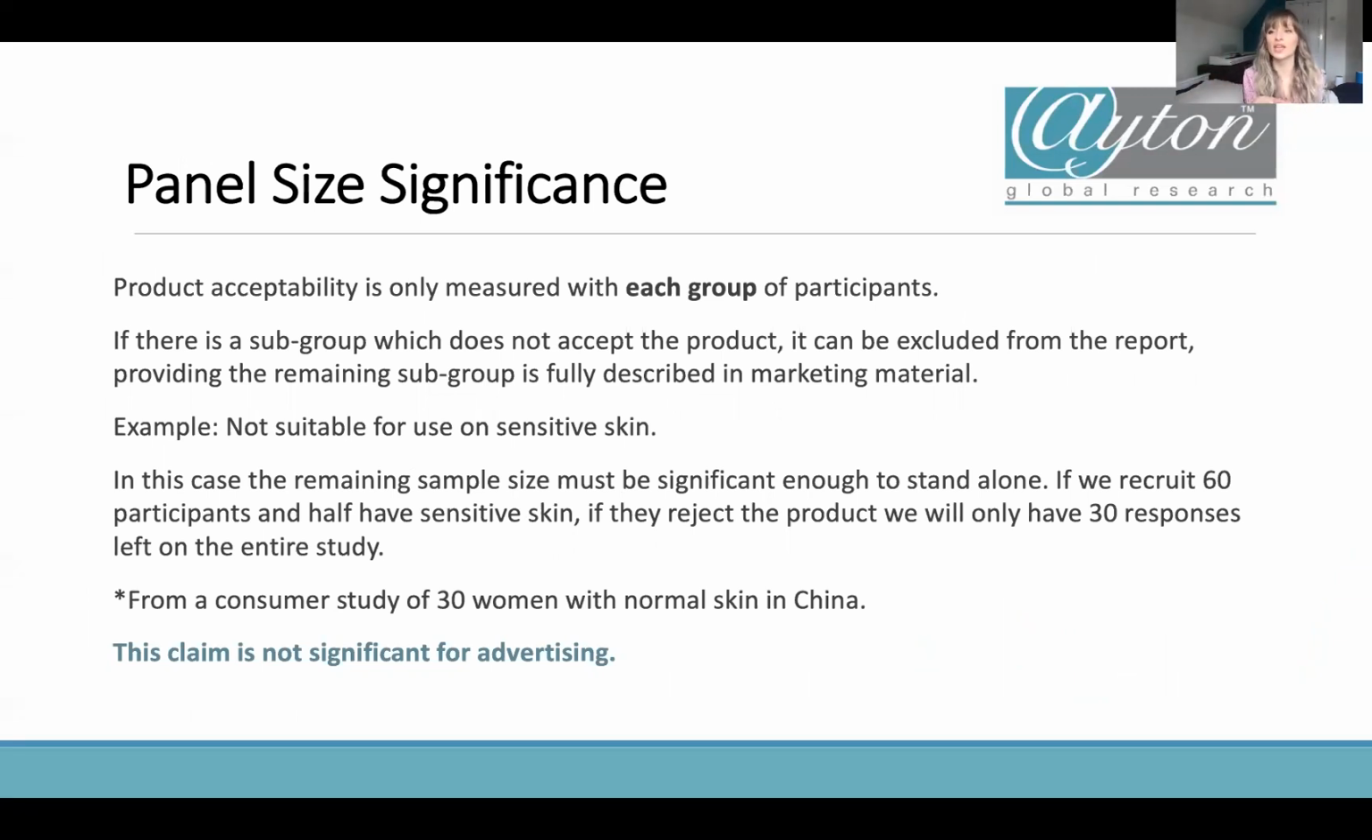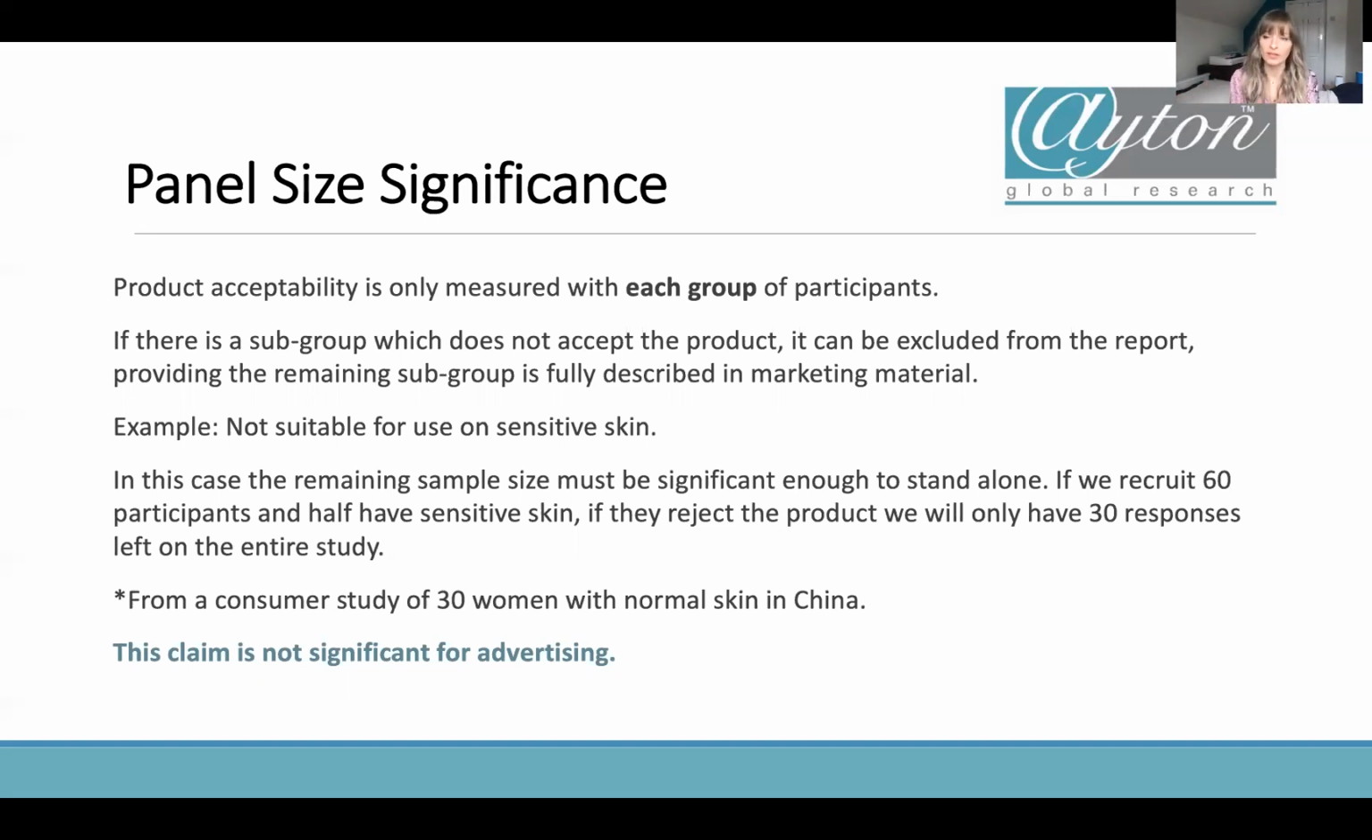An example of that is, if you do subgroups and say, okay, we tested this on 50% people with sensitive skin, 50% not, and it wasn't accepted for people with sensitive skin, you would have to quote that in your marketing. You wouldn't be able to say sensitive skin, and you'd have to take them out of the results. So in this example, say we had 60 people, half of them had sensitive skin, and the people with sensitive skin said it wasn't suitable for them. We would have to take them out of the overall data.